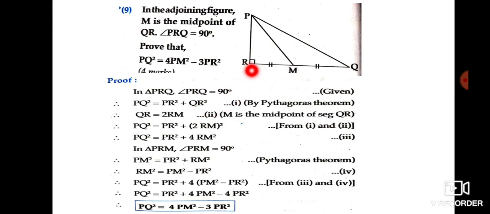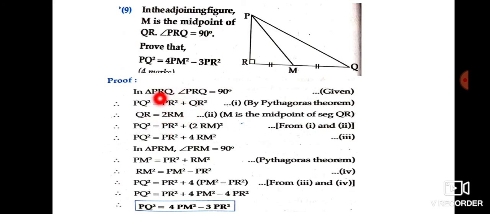Now here if you look at QR, M is the midpoint. So instead of writing QR, we can write 2 times RM. I repeat, instead of writing RQ square, I will write twice RM square. So QR is nothing but twice RM. We are going to substitute this value of QR in equation 1.